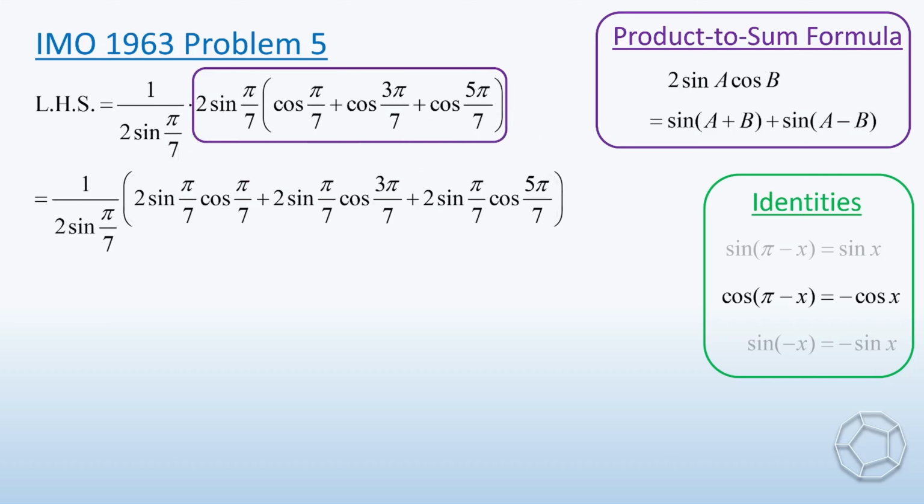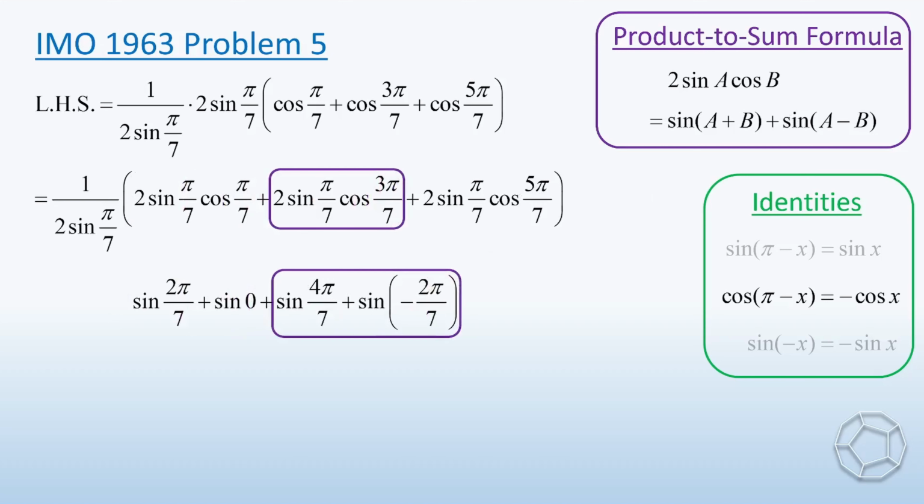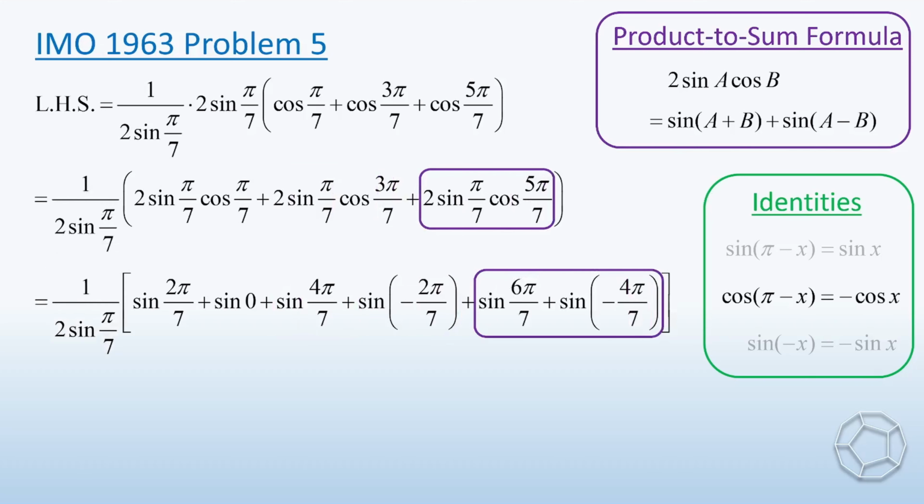Let's look at the first product. Using the formula, we have a sum of two sine terms. For the two angles, they are 2 pi over 7 and 0. Then we do the same for the second product, with angles 4 pi over 7 and negative 2 pi over 7. And for the third product, the angles are 6 pi over 7 and negative 4 pi over 7. Here, sine 0 is equal to 0.